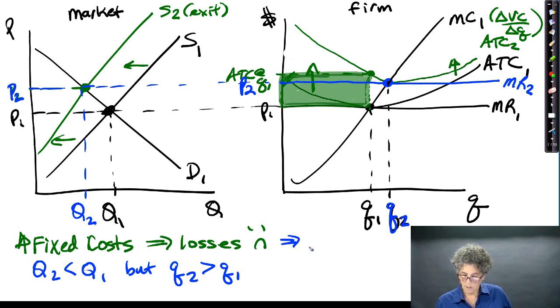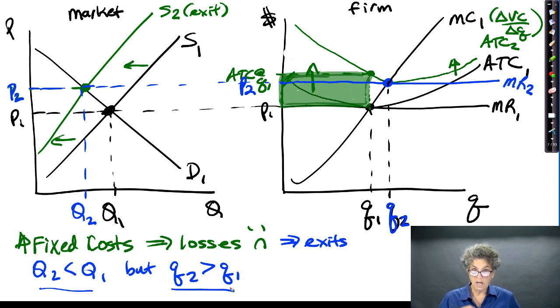So those losses led to exits. And because there are fewer firms, even though each firm that remains is producing a higher quantity, there's such a loss of firms that the market quantity has gone down. So the market quantity goes down because there are fewer firms. Those firms that remain are producing a higher quantity than they were before, charging a higher price, P2, and that's the end of the story.